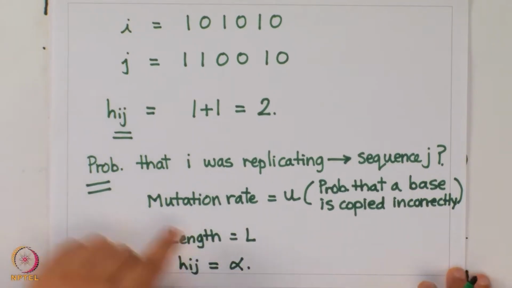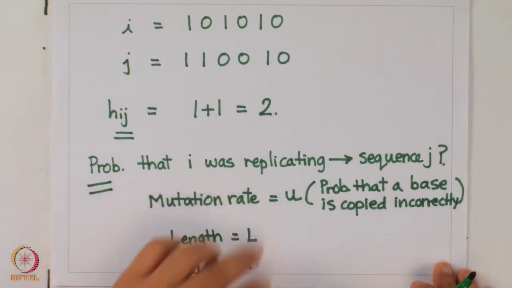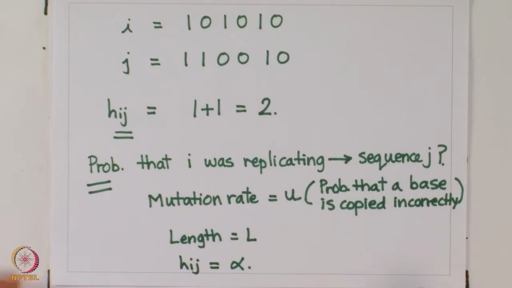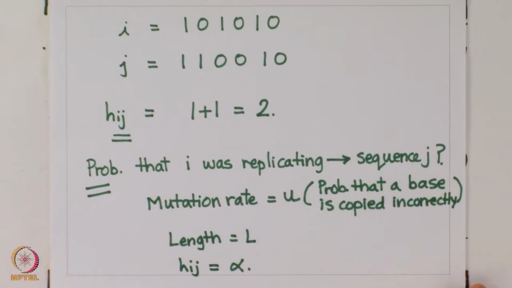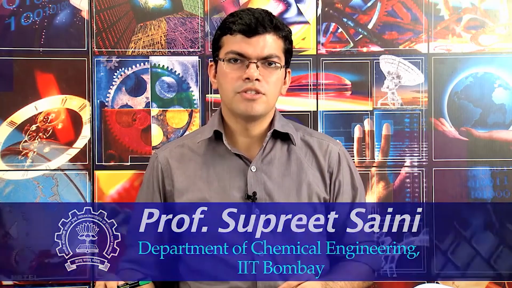If these things are given to you, that the probability that the sequence being replicated makes a mistake at a particular base is U, the length of the two sequences that we are trying to compare is L, and the Hamming distance between these two sequences I and J is alpha, what is the probability that when I replicates, what you end up with as progeny is actually sequence J? I would suggest that you try and work this out yourself, and we will pick the next lecture up starting with this calculation itself. Let us stop this lecture for now. Thank you.